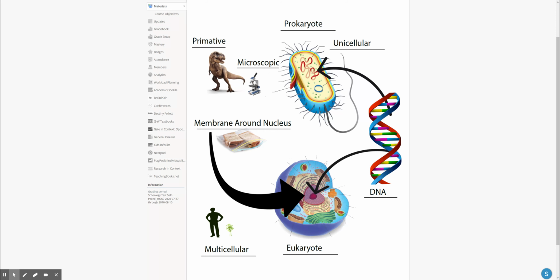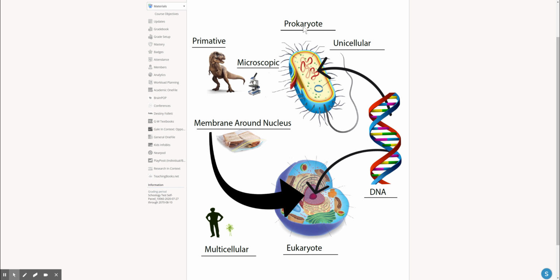All right, today we're going to learn how to use this picture to help you remember the main differences between a prokaryote and a eukaryote. The cell over here up at the top is a prokaryote, and the cell on the bottom is a eukaryote.